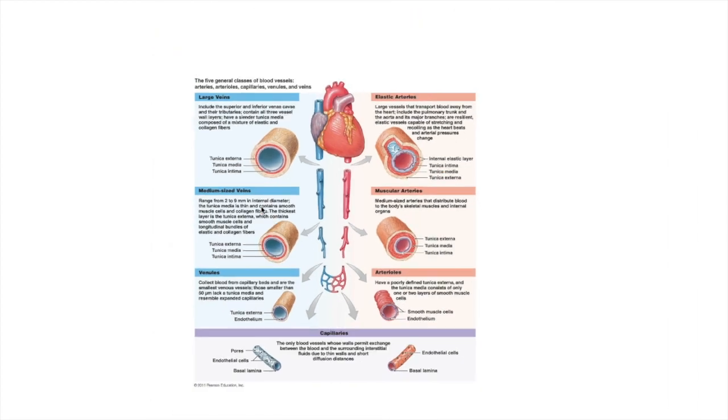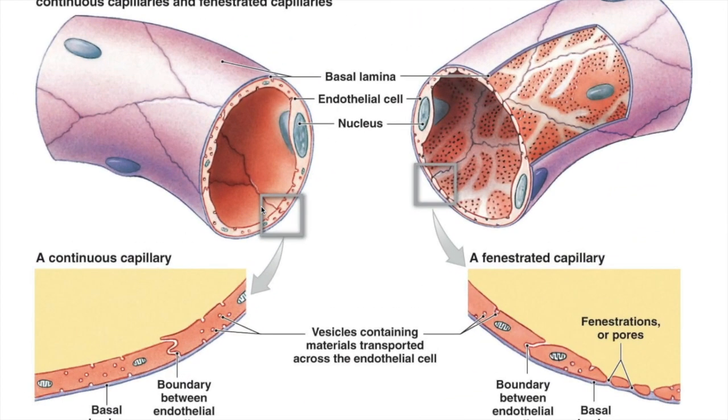So there are three types of capillaries. This shows continuous capillaries and fenestrated capillaries. So let's talk first about continuous capillaries. They're the most common. They're found all throughout the body. Nutrient exchange happens by diffusion and also vesicular transport. So we can see some vesicles moving here. So only very small molecules can leave from a continuous capillary.